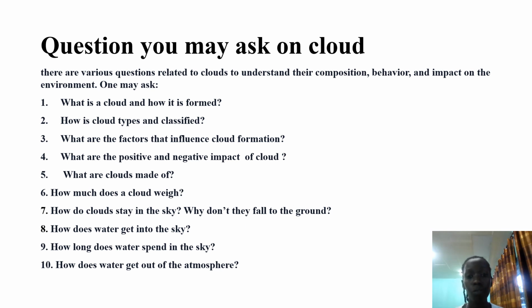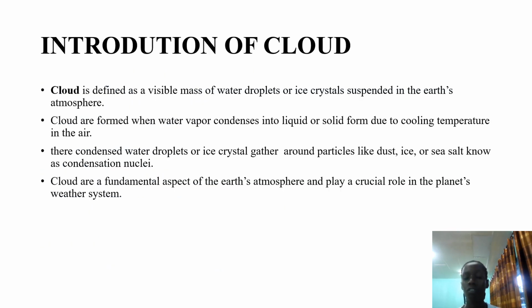So we discussed clouds. One may ask questions related to clouds. What is a cloud? How is it formed? What are the types of clouds and how are they classified? I can first start with the definition of a cloud. A cloud is a visible mass of water droplets or ice crystals suspended in the Earth's atmosphere.